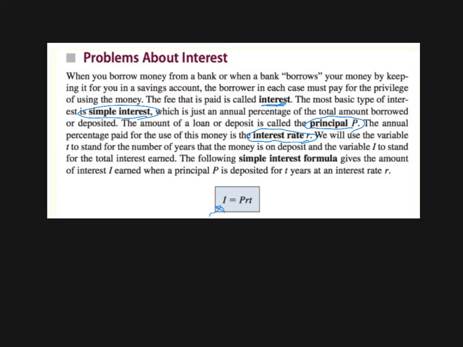I is going to be that simple interest that we're referring to. And T is generally our time in years. So let's see how this works in play.